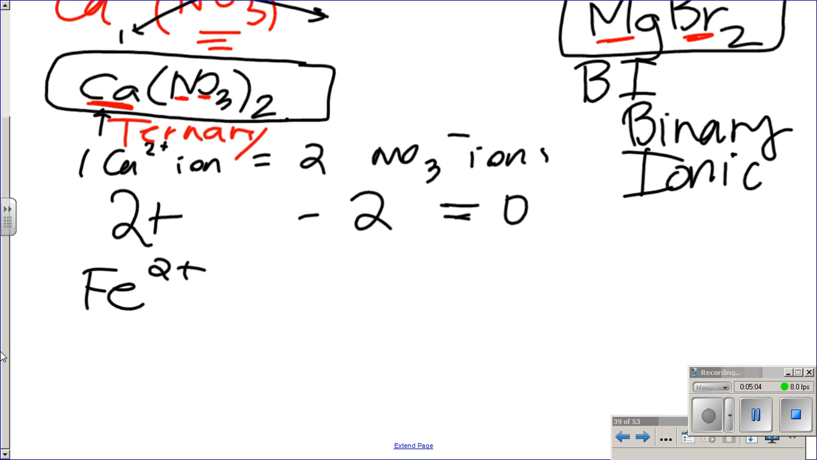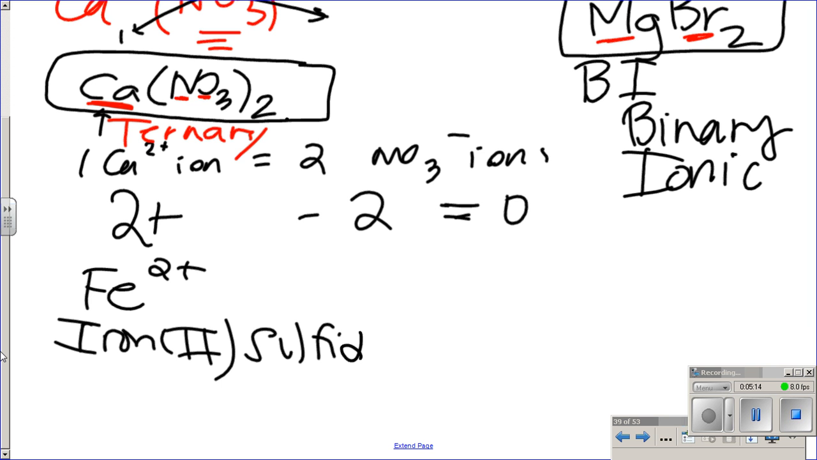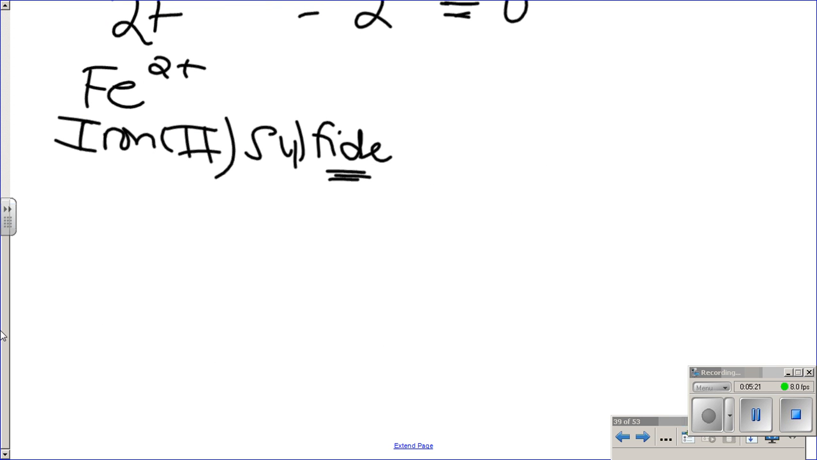So you have to tell somebody that because we can't read your mind. You have to literally say it. So this is iron 2. Let's do iron 2 sulfide. What did I tell you the "ide" ending meant? Periodic table. So who am I talking about for this one? Sulfur. What's sulfur's charge? 2 minus, right? Okay, so this gets crisscrossed down here.